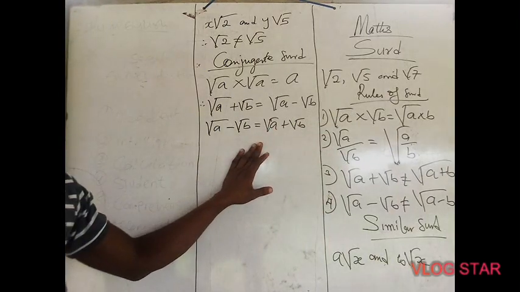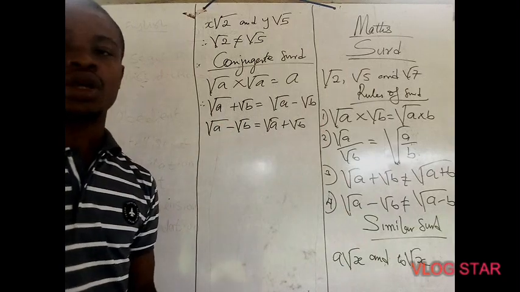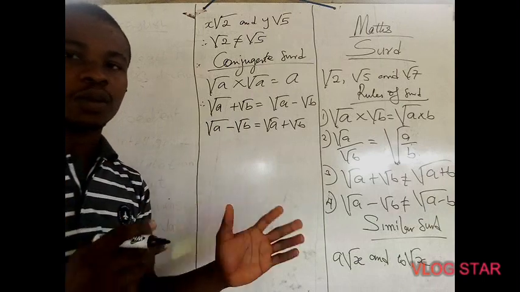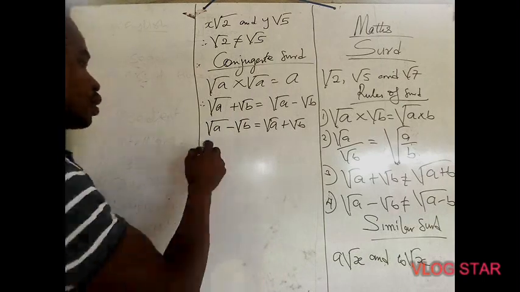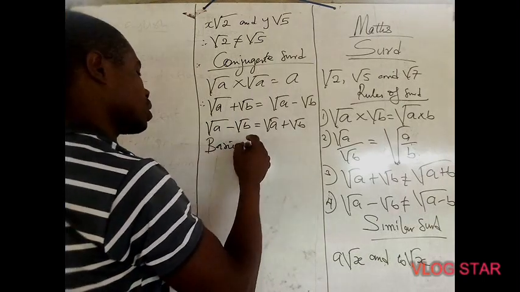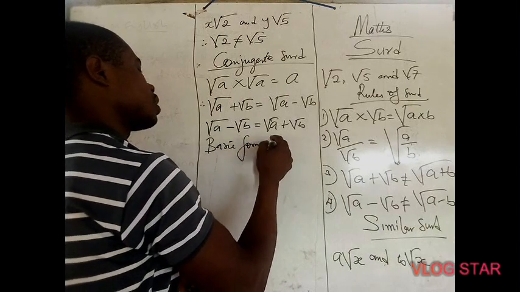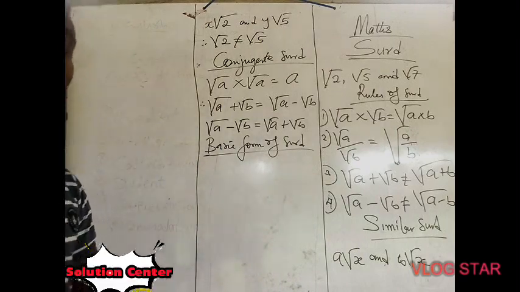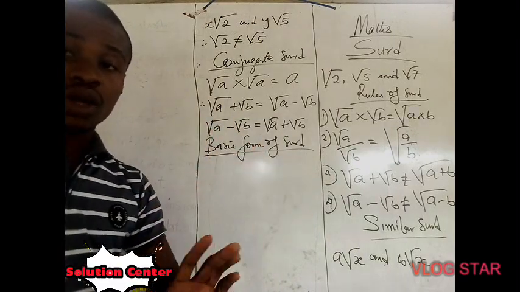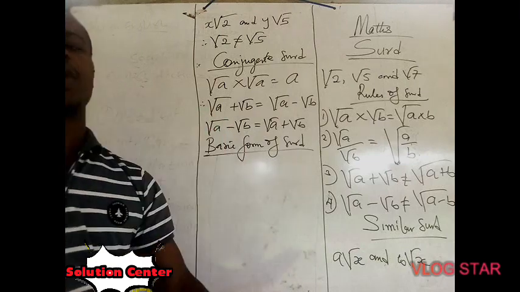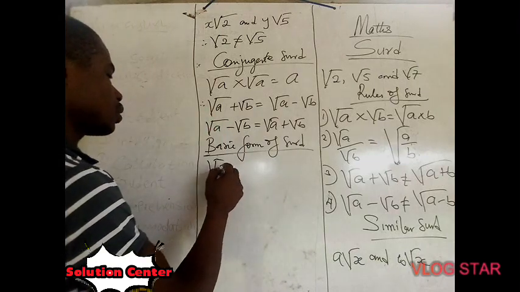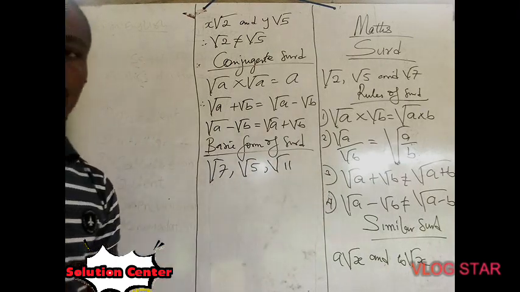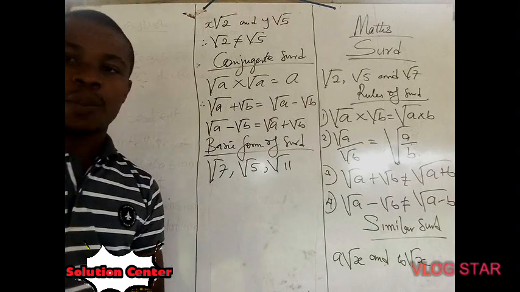Now, this leads us to what we call the simplification of surds. Before we go down to simplification of surds, we have to discuss the basic form of surds. A surd is found in its basic form when none of the factors of that particular surd is a perfect square. Example, I have root 7, root 5, root 11. These surds here are in basic form. Why? Because their factors can never give you a perfect square.